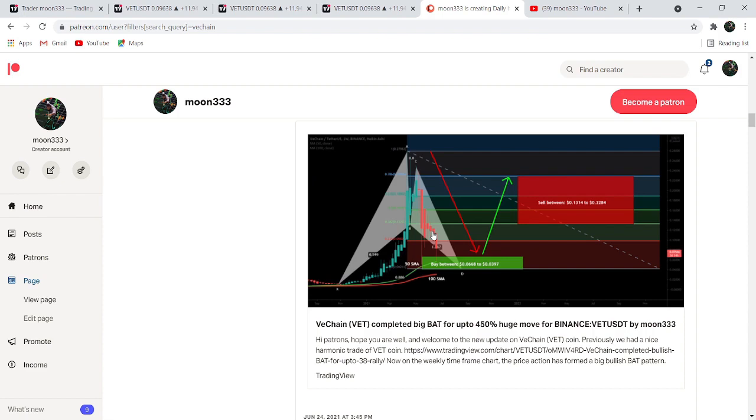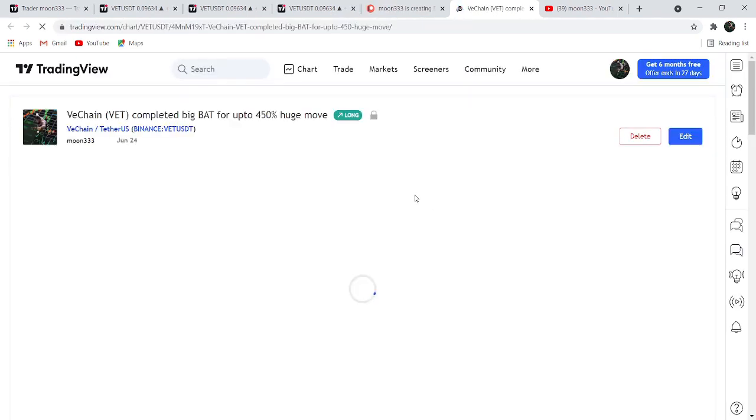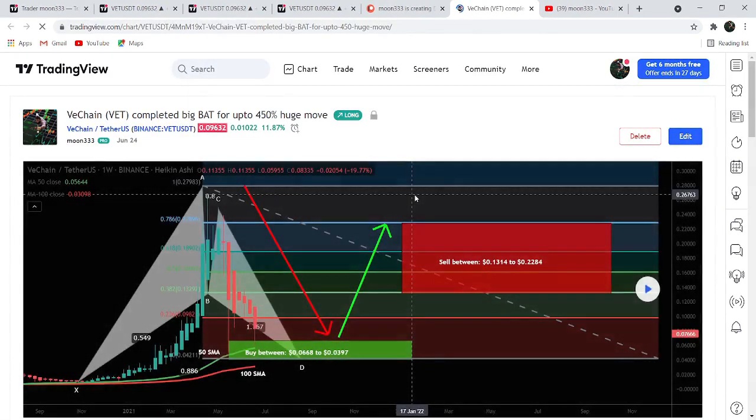Right now the price line has completed another bullish reversal setup, but there are some supports the Vechain needs to save. Then it can also follow that bullish setup as well. Let me show you this pattern first, and this was, by the way, on the weekly time frame chart.